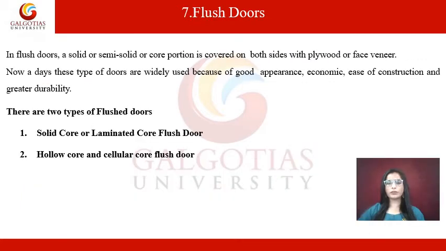Flush doors. In flush doors, a solid or semi-solid core portion is covered on both sides with plywood or face veneer. Nowadays, these types of door are widely used because of good appearance, economic ease of construction and great durability. There are two types of flush door. First one is solid core or laminated core flush door. Second one is hollow core and cellular core flush door.